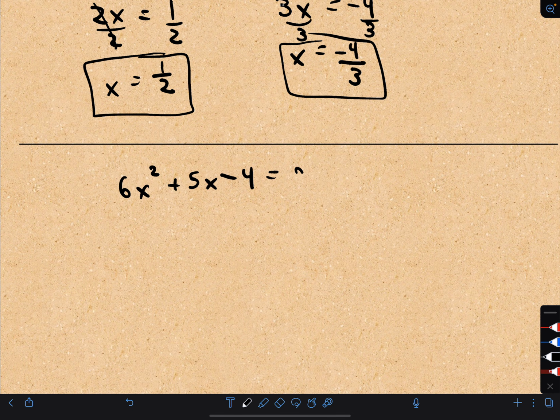So again, let's set it equal to 0. So again, we're trying to find solutions here. So not necessarily factoring it; factoring is one way that finds the solutions. Another way that we can find a solution is by using the quadratic formula.